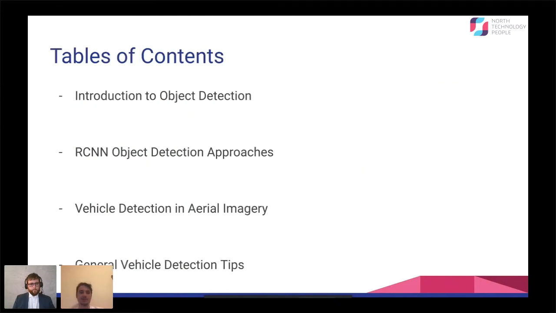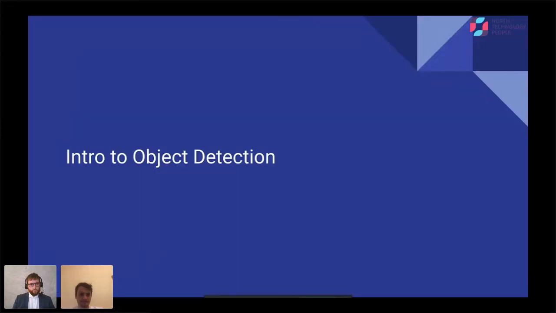So just as a brief agenda, I'm going to go through a quick introduction on object detection, focusing on deep learning based approaches, then go through specific RCNN object detection approaches at a very high level, and then get into vehicle detection in aerial imagery. And I'll try to end off with some more practical tips that maybe people can get some use out of, besides the theory I'm going to go over.